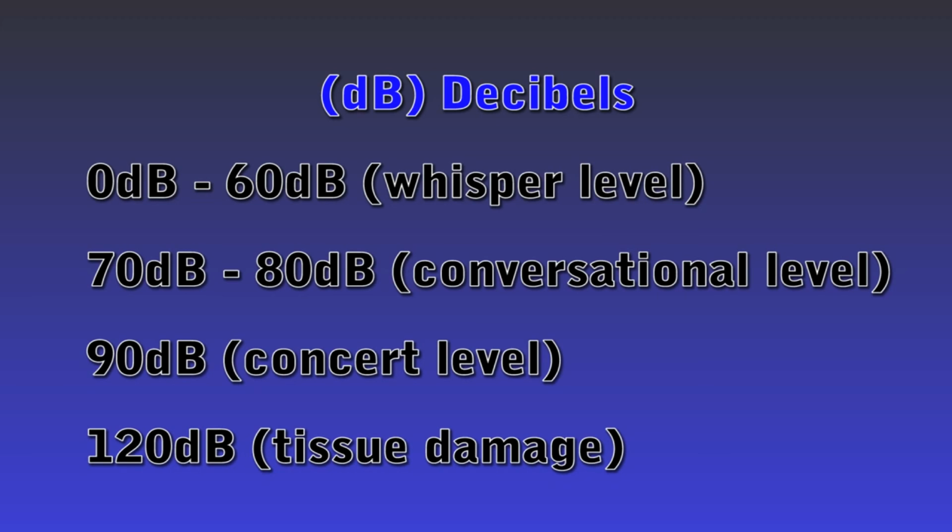Well, we measure that in dB, or decibels. 0 dB to 60 dB is around about a whisper level. 70 dB to about 80 dB is conversational level. 90 dB is where we get into rock concerts and hip-hop concerts type levels. And 120 dB is deafening, and you can damage your eardrum tissue and all the above. So please wear earplugs.